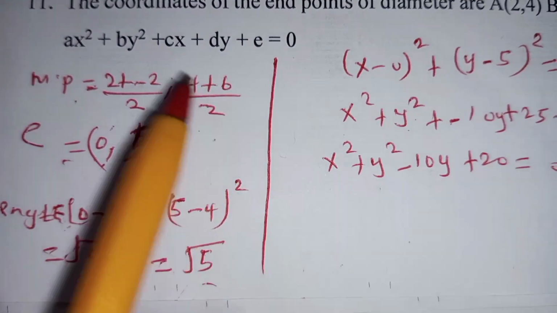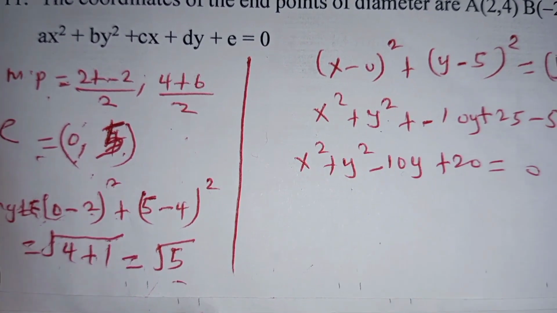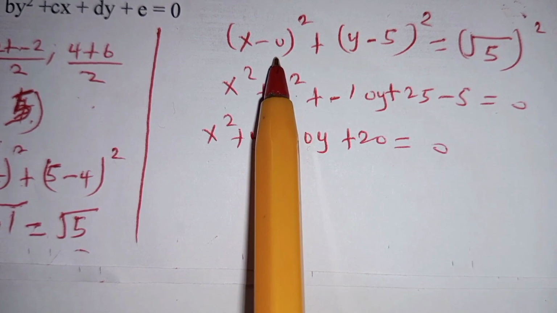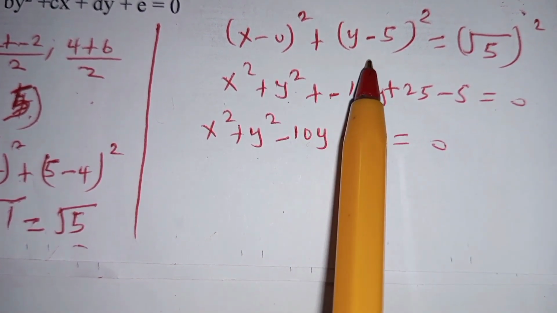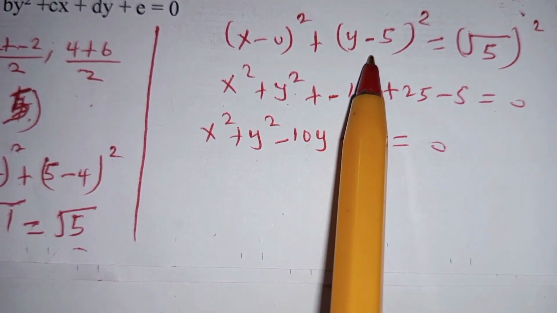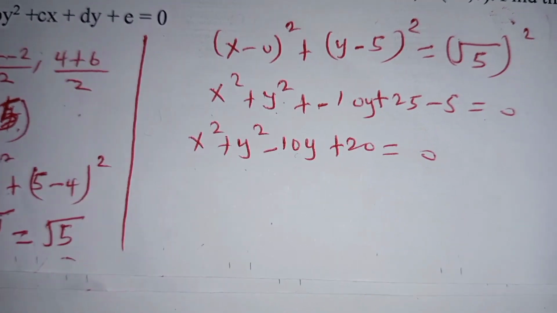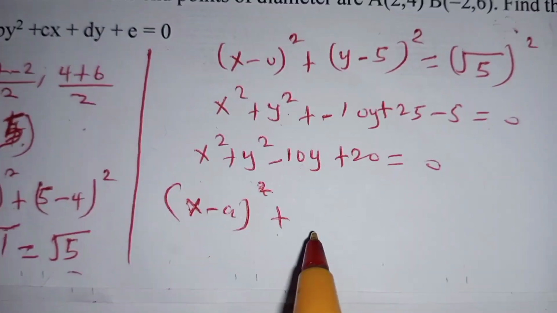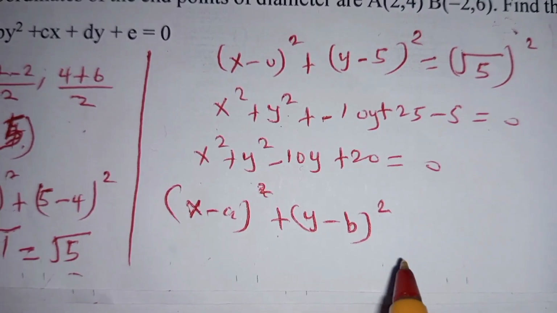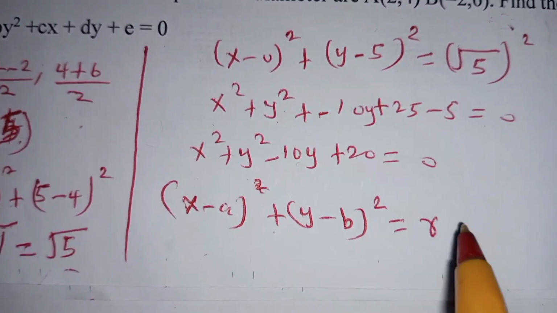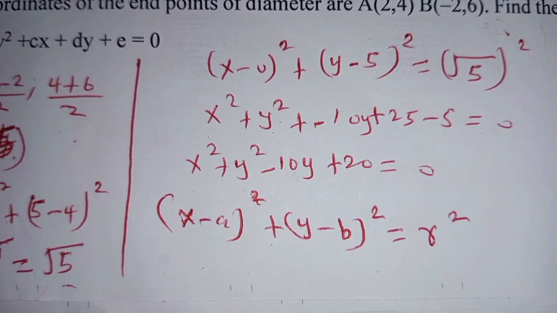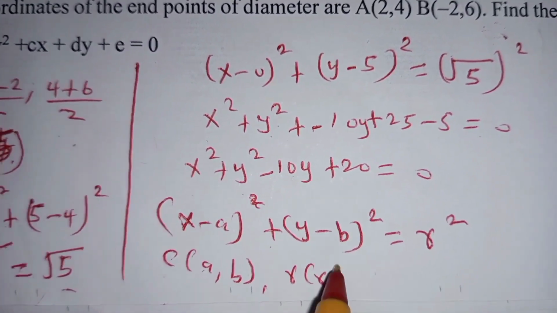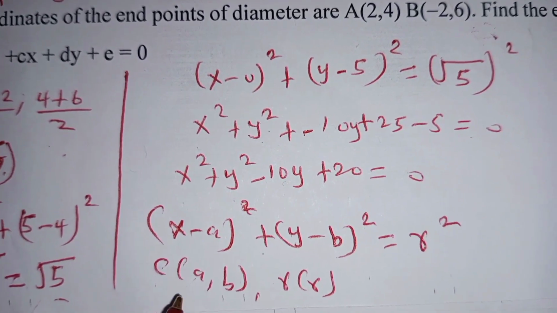Once you have found your radius, then to write your equation in this form, you substitute here. It is x minus the point at the center along the x-axis, then you square, plus y minus the point at the center along the y-axis, you square, you equate to the radius squared. So the general equation is x minus a, squared, plus y minus b, squared, which is equal to r squared. So that is the general equation of a circle, center (a, b), radius r.